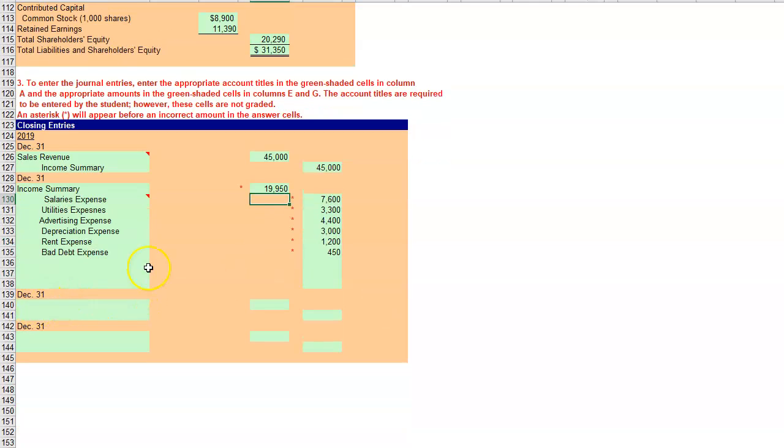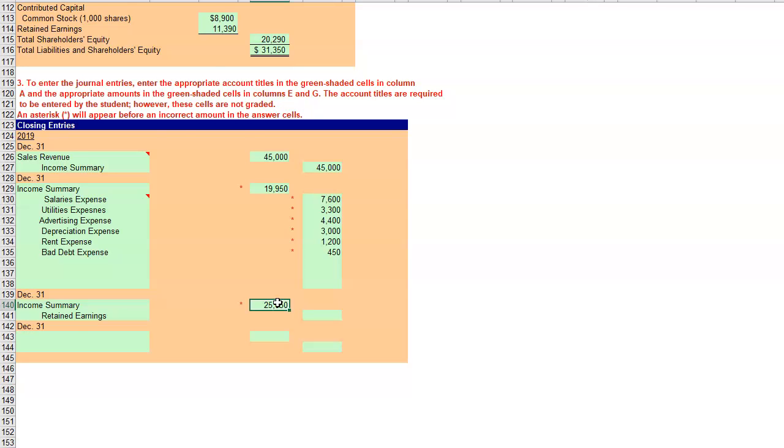All right, so we had net income. So now the income summary has a credit balance. We credit it for $45,000 and we debit it for $19,950. So we have a credit balance that we have to close out. So I'm going to debit income summary, and I'm going to close it out to retained earnings. All right, and I'm going to subtract it, but it should equal the net income number that you have on your income statement.